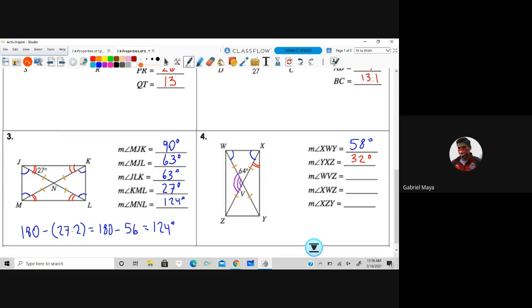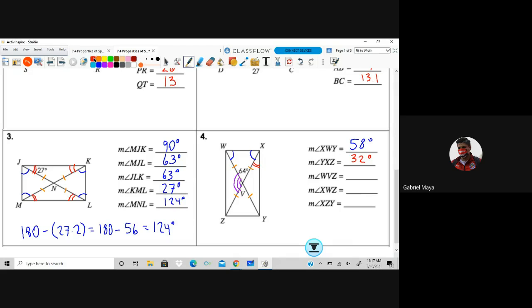You guys remember this? I know you guys. You got it. 116? How'd you get that? I multiplied 32 by 2. Okay. And then I subtracted that from 180, which equals 116. Okay, so you did this.